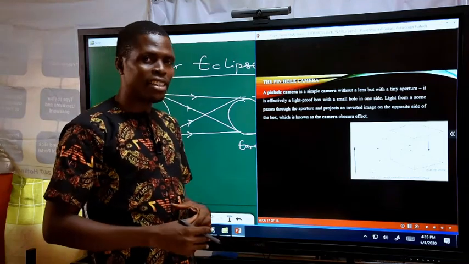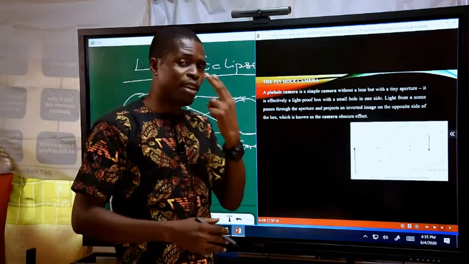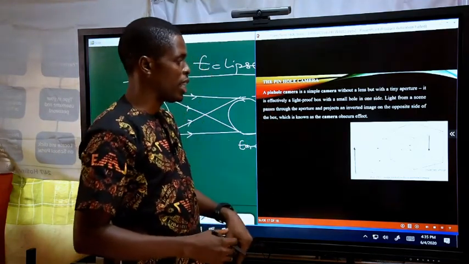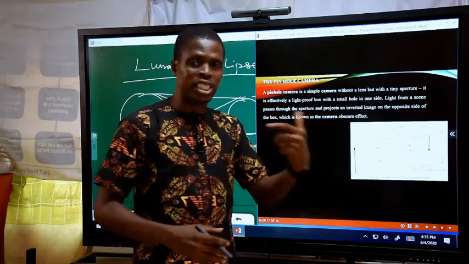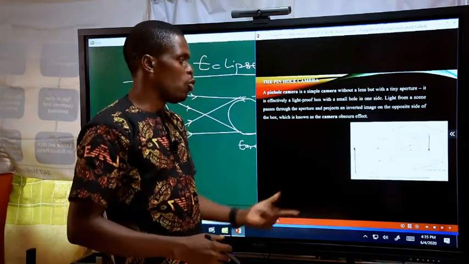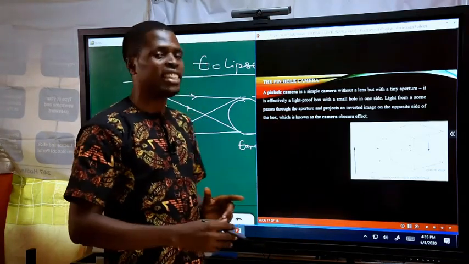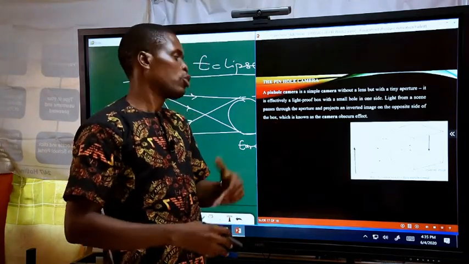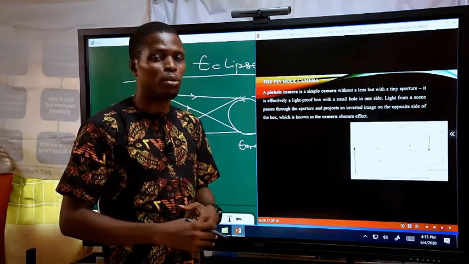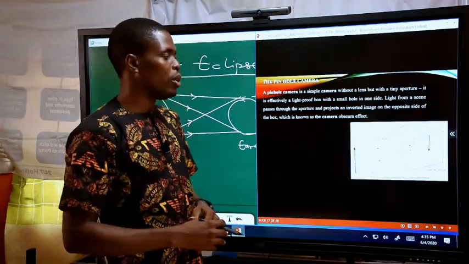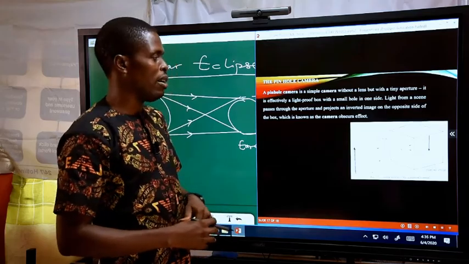Just like the eye, when we discuss how the eye functions, the image formed on the retina is inverted. But when the brain wants to interpret the image, it will make it stand in the proper order. Actually, the image formed on the retina of the human eye is always inverted, but it is the brain that reverts it back to a normal form.